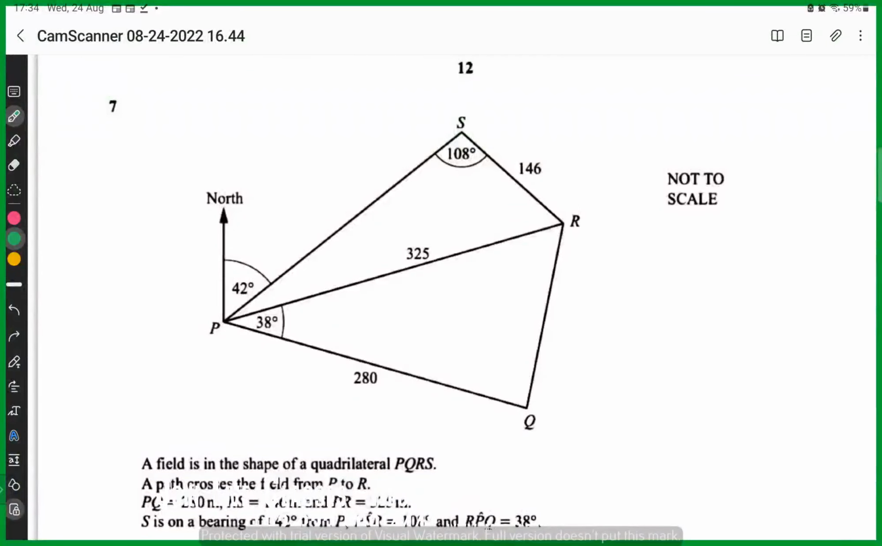A field is in the shape of a quadrilateral. What is a quadrilateral? It's a four-sided figure. P, Q, R, S. It's a kite-shaped thing, but it's called a quadrilateral because it has four sides. A path crosses the field from P to R. PQ is 280, RS is 146, PR is 325. S is on a bearing of 042 from P. PSR is 108 and RPQ is 38. So 38 is there, then 108 is there, 42 is there, 146 is there, 325 is there, and 280. Everything is there.